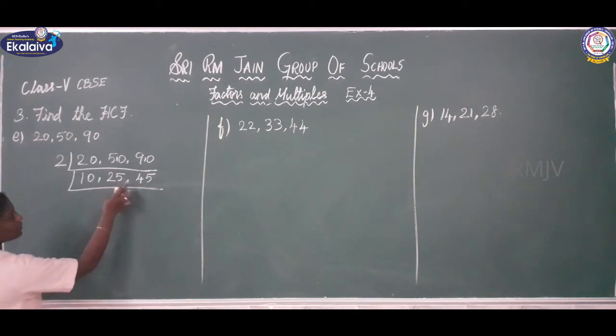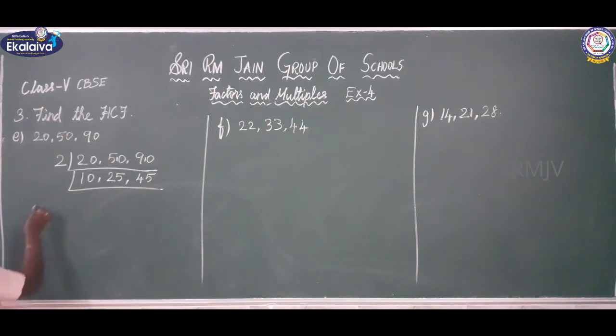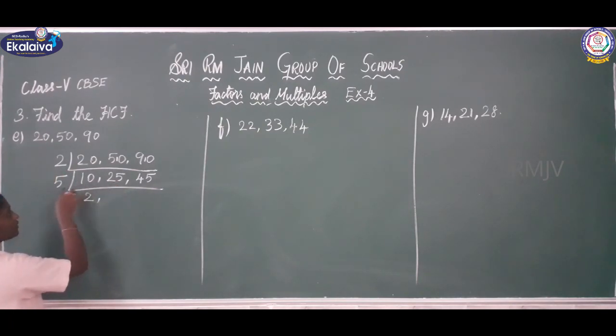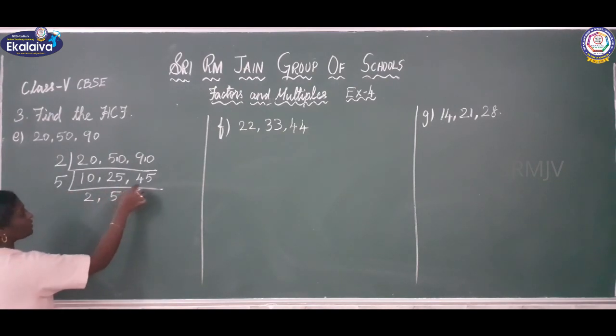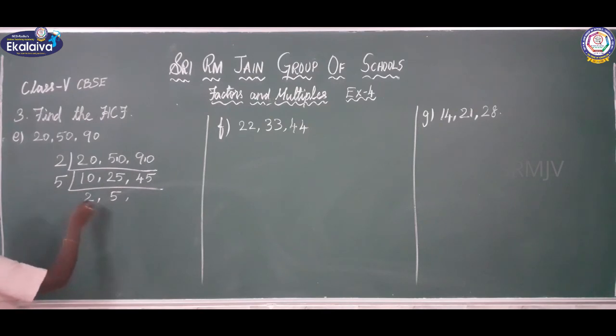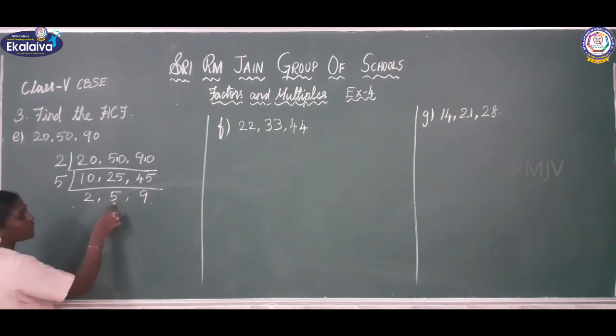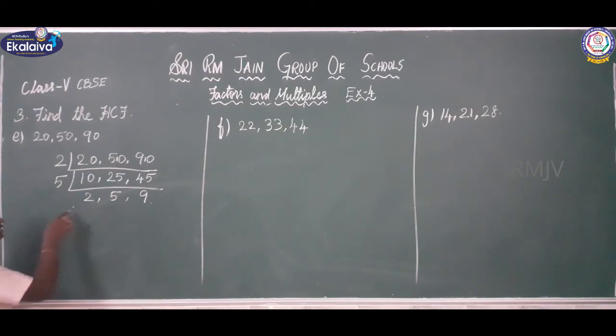Here the numbers are ending with 5 and 0, so these numbers are divisible by 5. 10 divided by 5, that is 2. 25 divided by 5, that is 5, and 45 divided by 5, that is 9. Here now we got 2, 5 and 9. For these three numbers, no common factor. So we have to stop here.